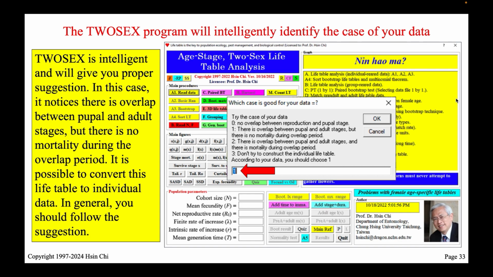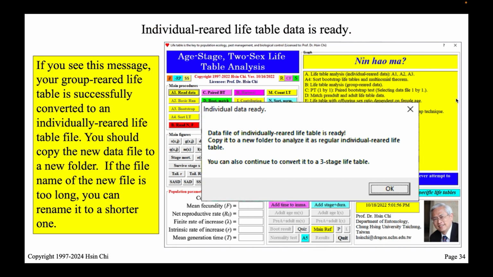You must choose yes. The toSeq program will intelligently identify the case of your data. toSeq is intelligent and will give you proper suggestion. In this case, it notices there is overlap between pupal and adult stages, but there is no mortality during the overlap period. It's possible to convert this live table to individual data. In general, you should follow the suggestion.